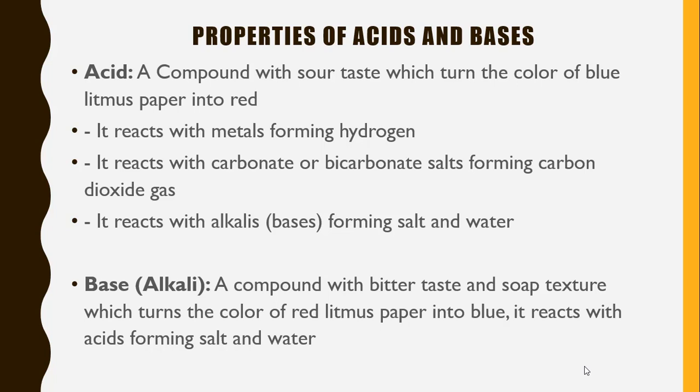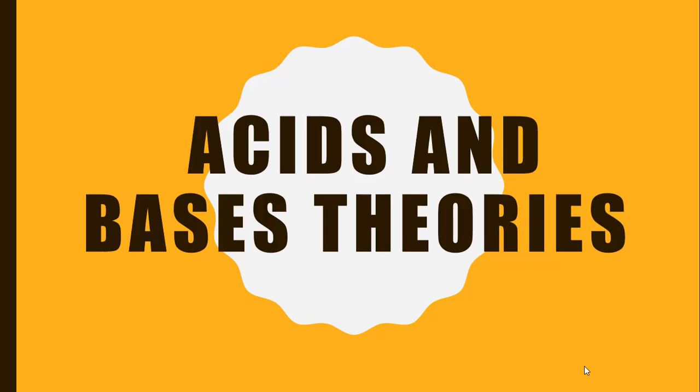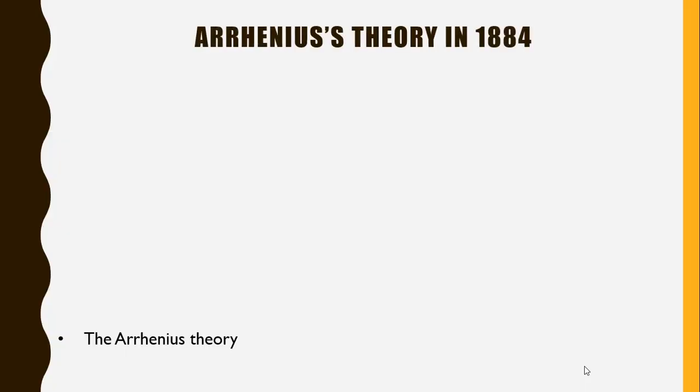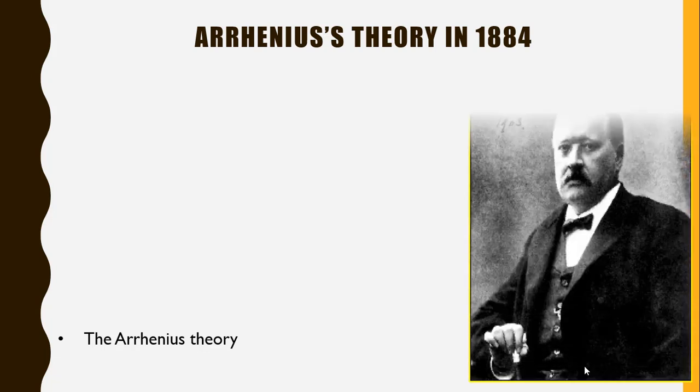What is a base? A base is a compound which has a bitter taste and soapy feel, which turns the color of litmus paper into blue. Bases react with acids forming salt and water. What are the properties of acid and bases, or acid and base theory? We have three theories that explain the definition of acids and bases. The first theory is called Arrhenius theory.